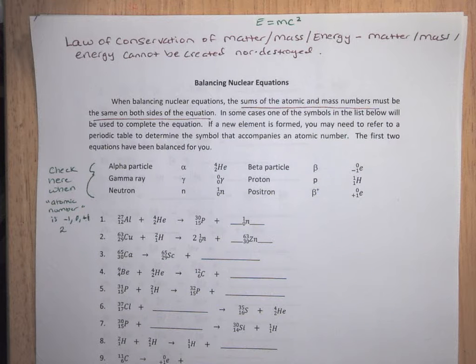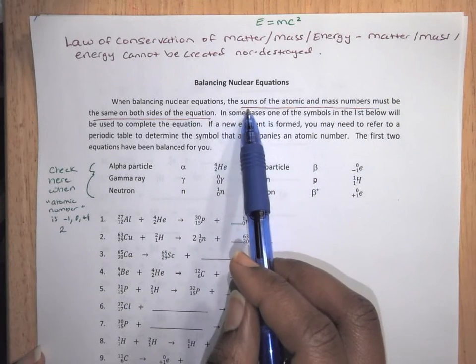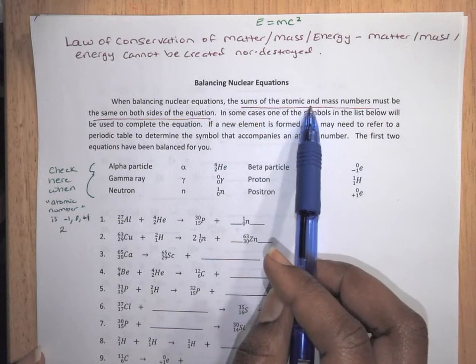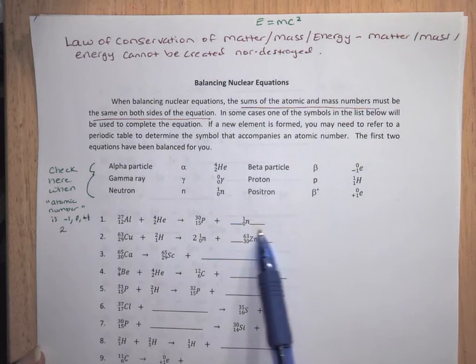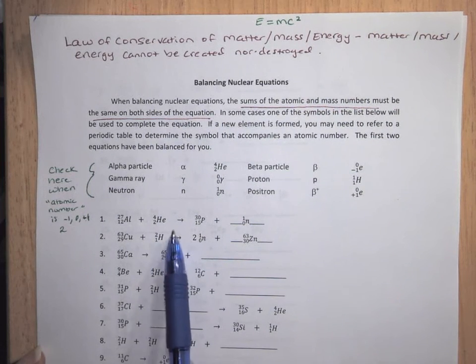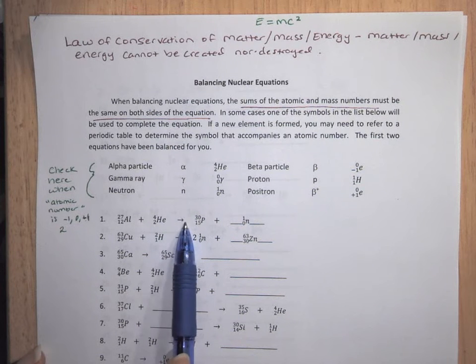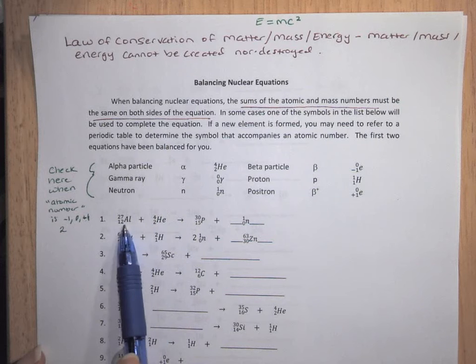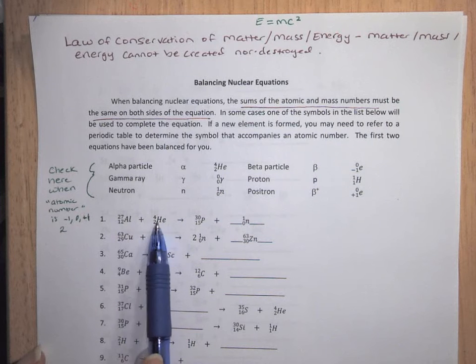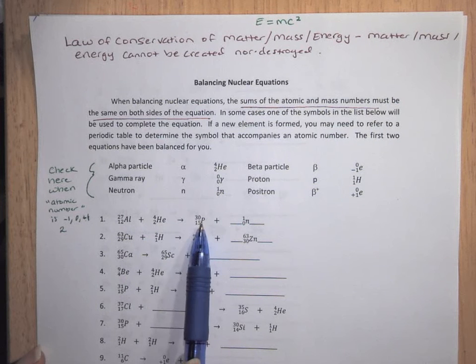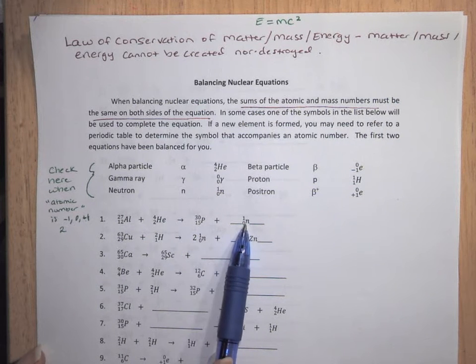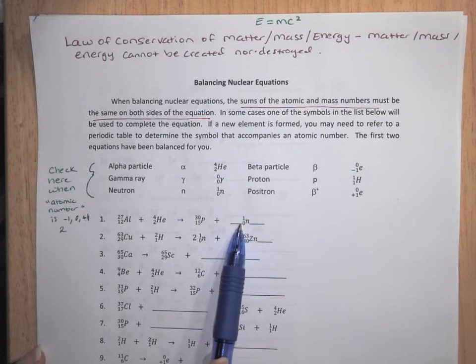So in terms of balancing nuclear equations, when we say we're balancing them, what that translates to is that the sums of the atomic and mass numbers must be the same on both sides of the equation. This is called an equation. Sort of like in math, the left and right side are separated by an arrow. The left side tells you what you're starting off with. So these two things, aluminum 27 and helium 4, are what you start off with. They're like your ingredients. You combine them together and they make this phosphorus 30 and this neutron.